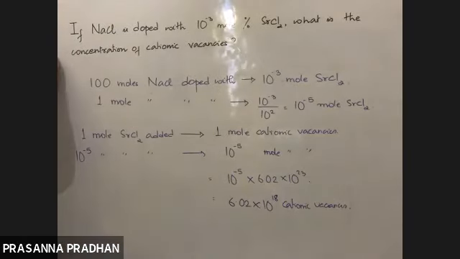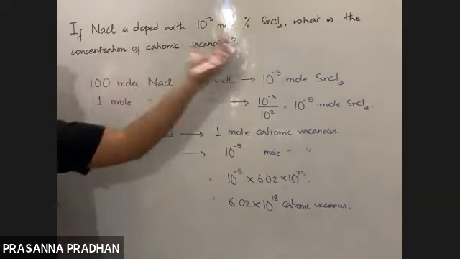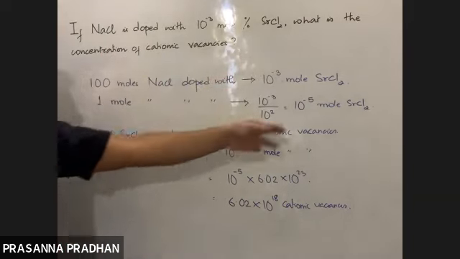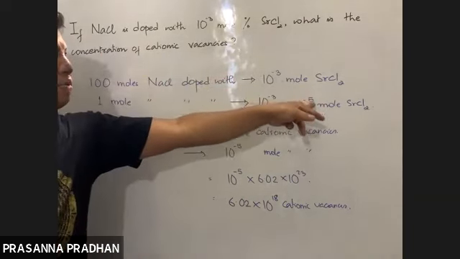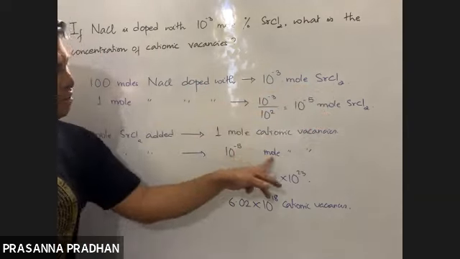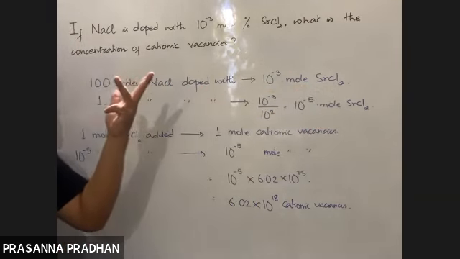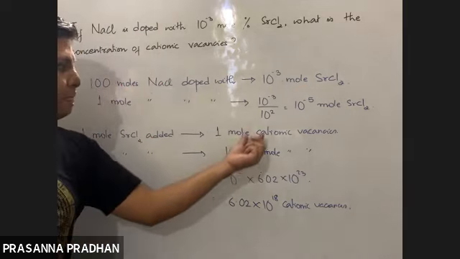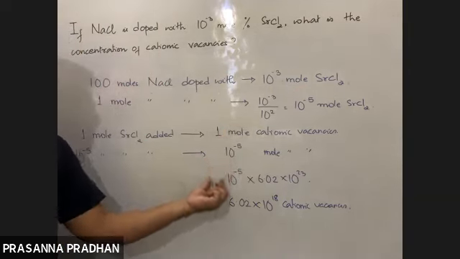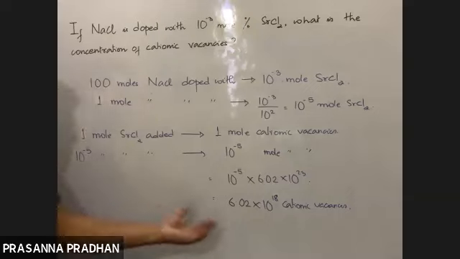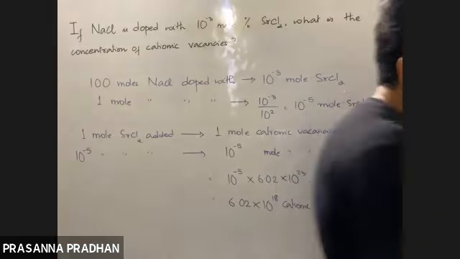These are two very important questions for your boards level. परसेंटेज में क्या था, मैंने पर मोल में निकाला पहले, क्योंकि कॉन्सेंट्रेशन निकालना है. कॉन्सेंट्रेशन मींस पर आउट ऑफ 1. सो 100 को डोप किया था 10 को -3, सो 1 मोल वाज डोप्ड विद इतना मोल. सो 10 को -5 स्ट्रोंशियम क्लोराइड ऐड करने से 10 को -5 कैटायनिक वैकेंसी क्रिएट होगा. सो 10 को -5 मोल को मैंने नंबर में चेंज किया, जस्ट मल्टीप्लाई बाय एवोगाड्रो नंबर, मेरा नंबर में आया 6.02 into 10^18 cationic vacancy.